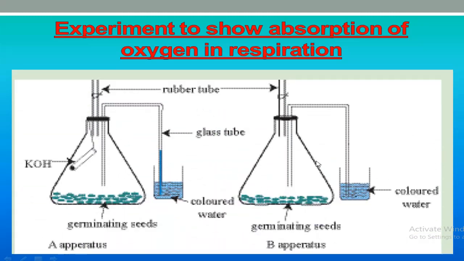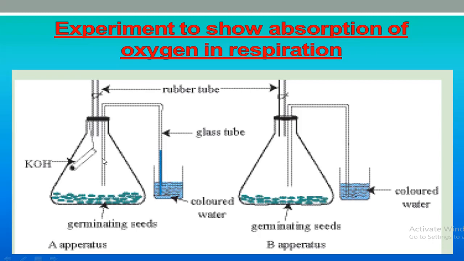For this, first we have to make this apparatus. Here are apparatus A and apparatus B. Here there are germinating seeds, and here also there are germinating seeds. There is colored water. A glass tube is connected to the conical flask. Here there is a rubber tube, and it is closed. Here there is potassium hydroxide. The function of the potassium hydroxide is absorption of carbon dioxide.